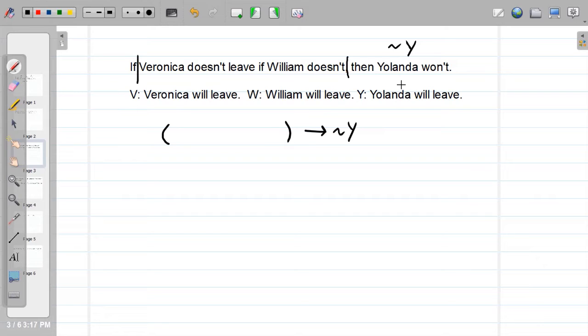Okay, so now we just deal with the chunks the same way we dealt with the whole thing. We're going to chunk it into its smallest parts and deal with the parts individually. So just read out this chunk. Ignoring the if, what does this part say? Because this if is connected to this then. So this if says if blah, blah, blah, then blah, blah, blah. So just deal with the inside. So Veronica doesn't leave if William doesn't.